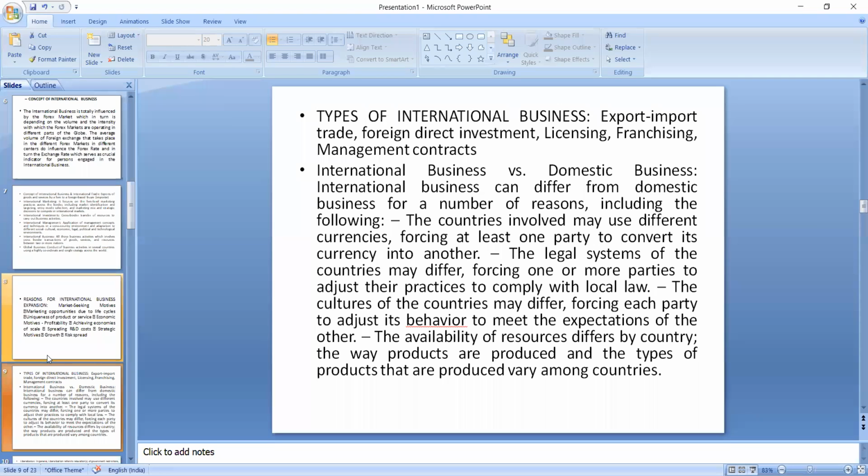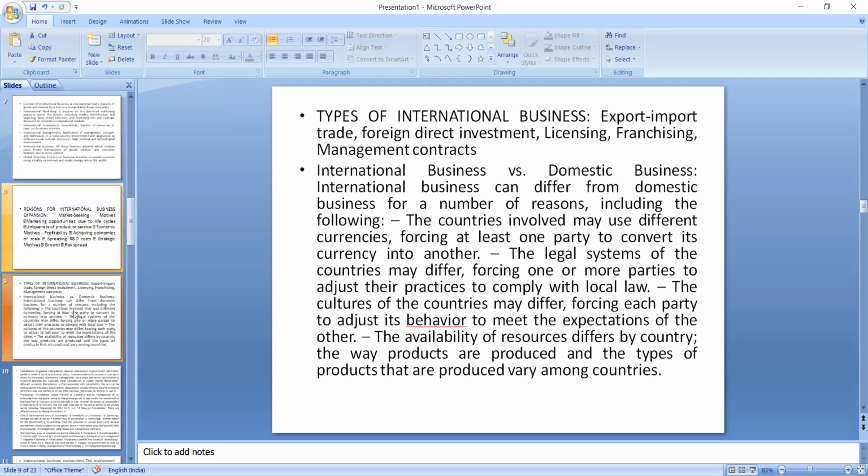So various types of international business. What is the difference between international business and domestic business? Nothing but a very simple thing: currency and legal issues. Every party should follow according to the country. So kindly note down some of the important points here.